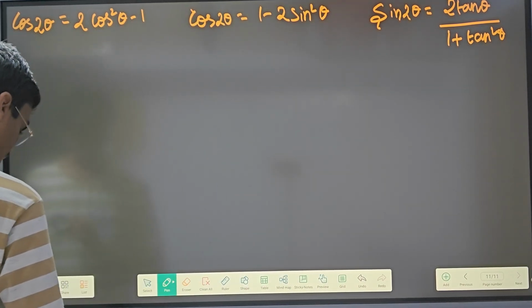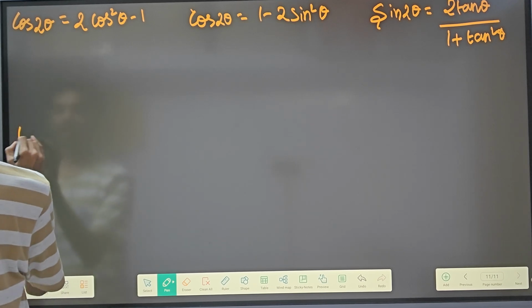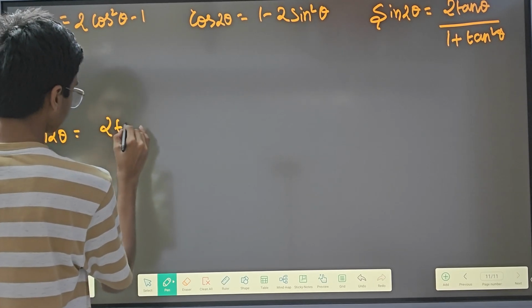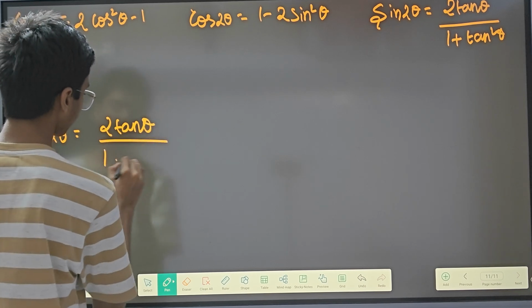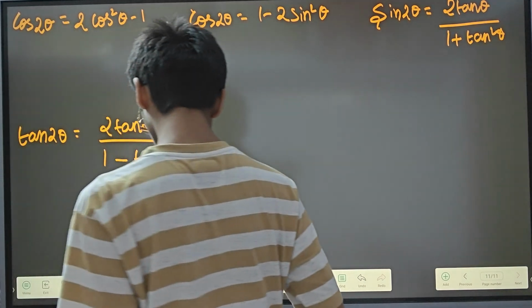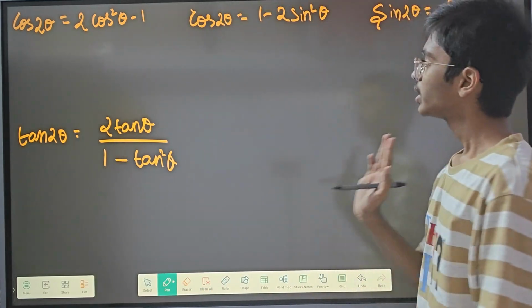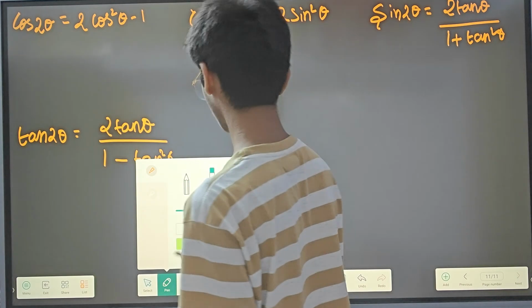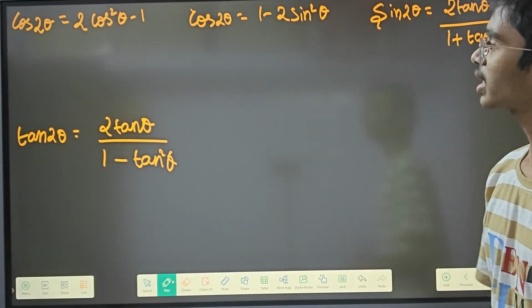Okay, then also we have tan 2 theta. Tan 2 theta is equal to 2 tan theta whole divided by 1 minus tan square theta. So these are the ones we are going to prove with a shortcut trick. What is that shortcut trick?